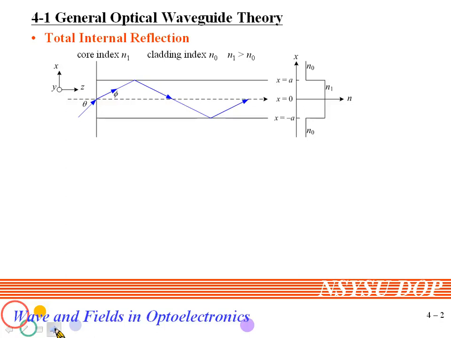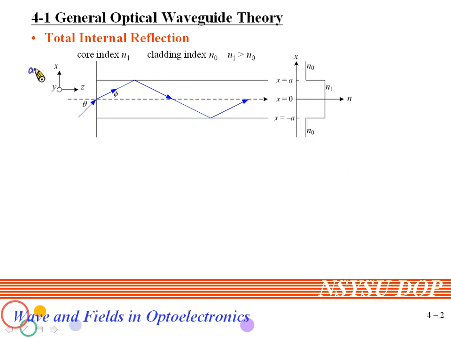As we know, optical waveguides can guide the wave by total internal reflection. Consider a waveguide here. We have the core index N1 and the cladding index N0. Of course, N1 is larger than N0, and here is the index curve for the optical waveguide. The core size is 2a, and we have the corresponding refractive index curve like this.